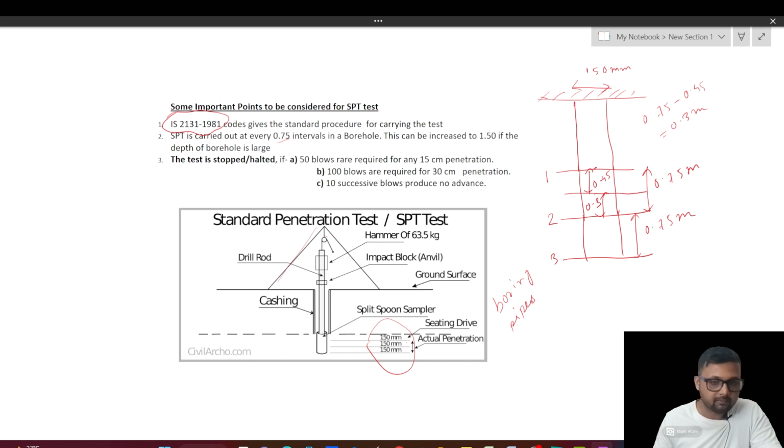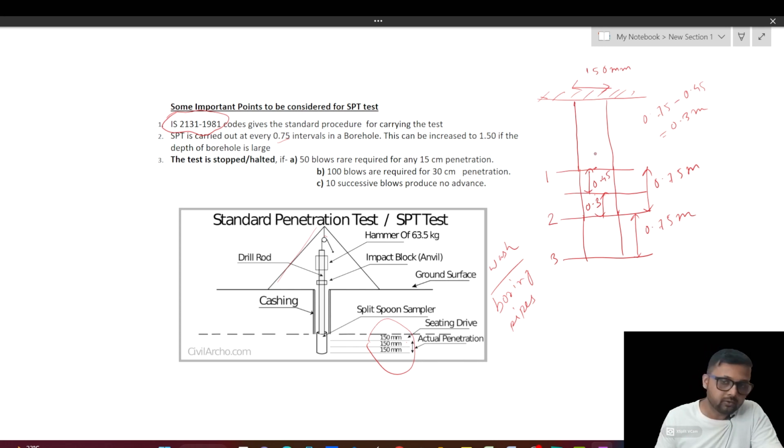Boring pipe has more diameter than a drilling pipe, okay? So we will insert the boring pipe, and through this boring pipe you will add water also. That is why it is called wash boring. It will penetrate this remaining 0.3 meter, right?